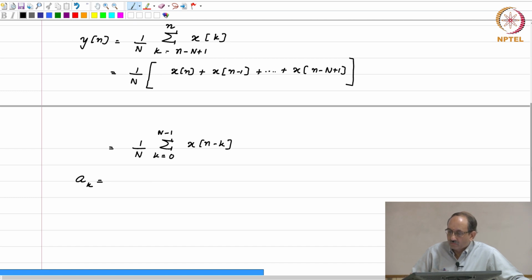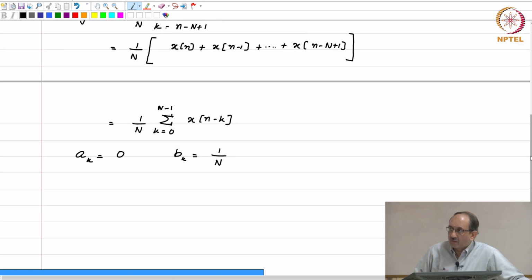So, now in this form, this is recognizable as the standard form of an LCCDE. What about a k? They are all 0, and b k is 1 over N. So, clearly this system is FIR, all right.